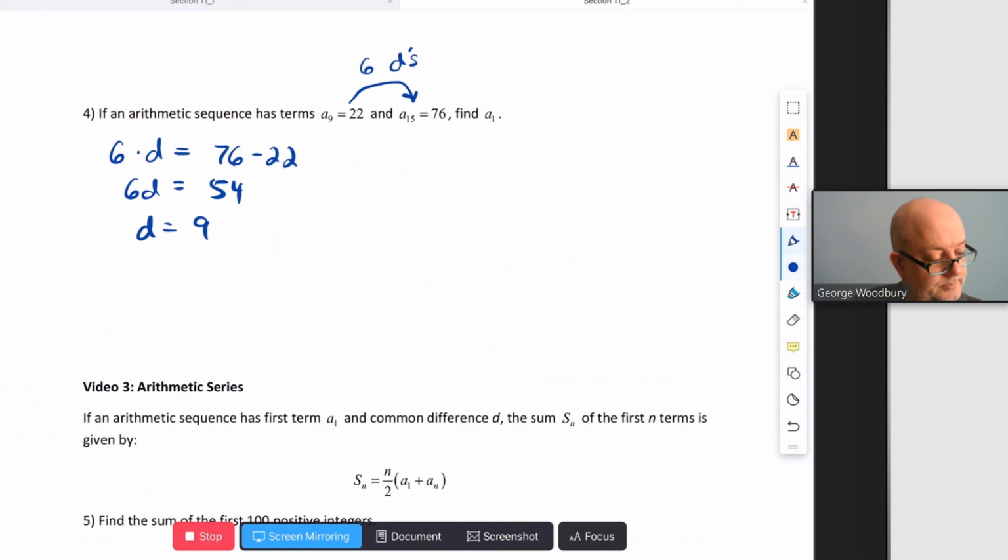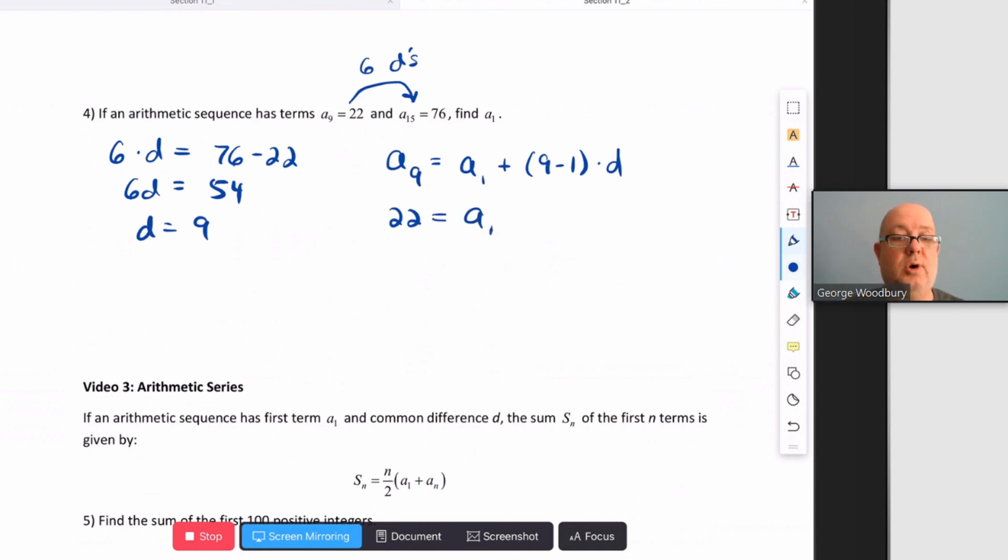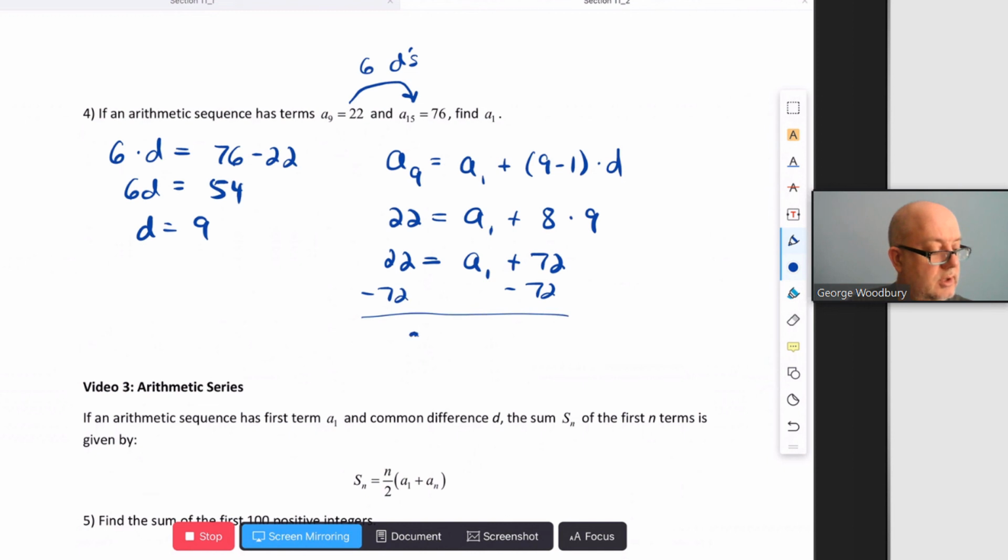Then we know that a sub 9 would equal a sub 1 plus 9 minus 1 times the common difference. So we know a sub 9 is 22. We're looking to figure out a sub 1. 9 minus 1 is 8, and d is 9. So we would have 22 equals a sub 1 plus 72. Subtract over the 72, and we find that a sub 1 is equal to 50.